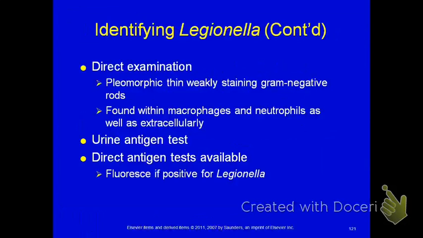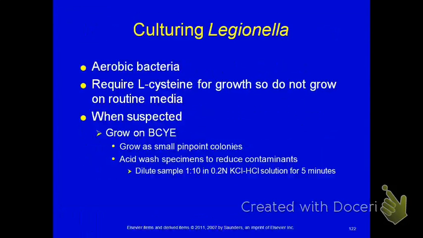So you may also do direct examination by staining the respiratory specimen. You'll be able to see thin, weakly staining gram-negative rods. Some of them are found as they are being engulfed by macrophages and neutrophils. Some of them are extracellular. So urine antigen test, direct antigen test would be the diagnosis.